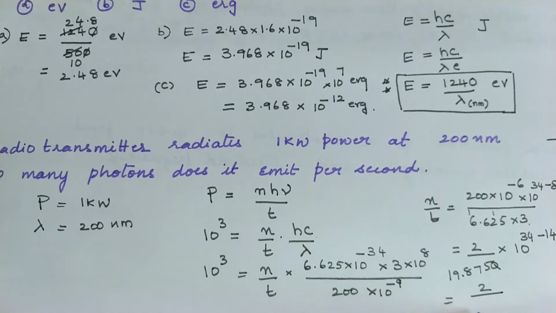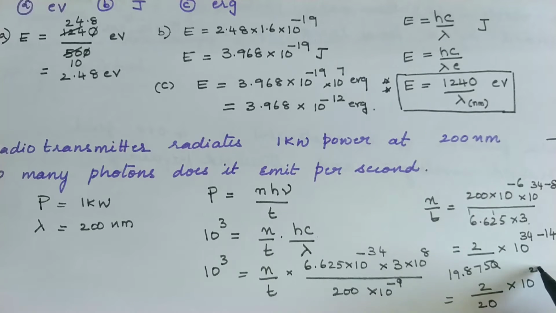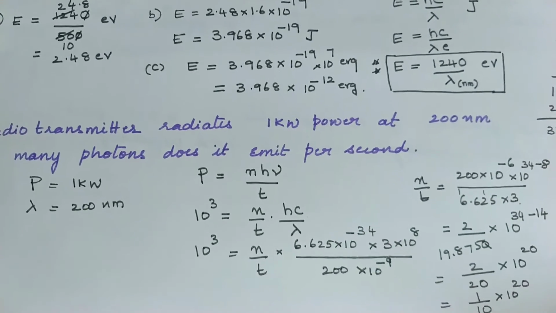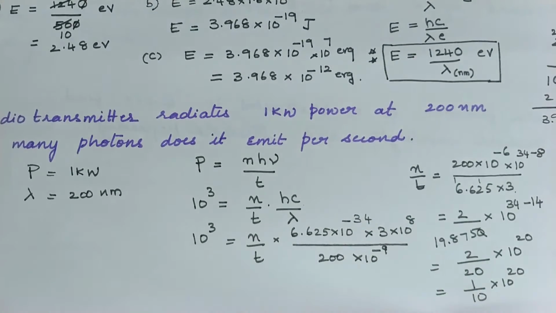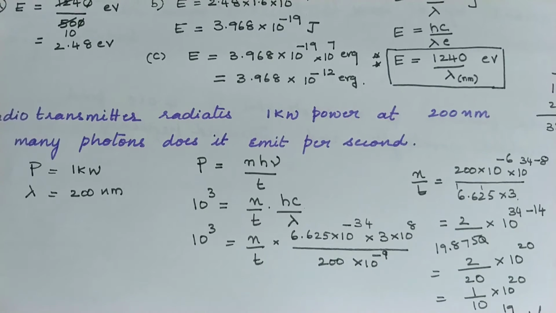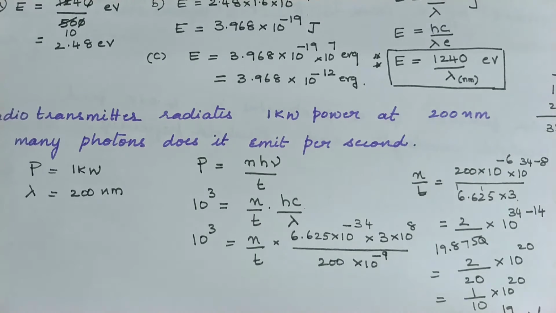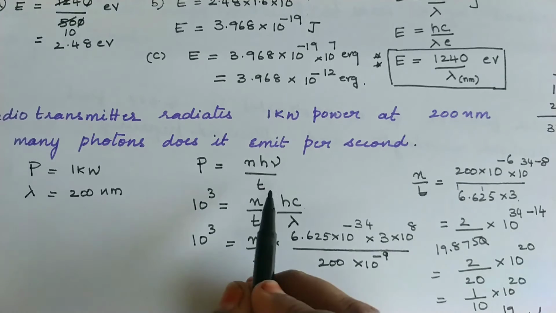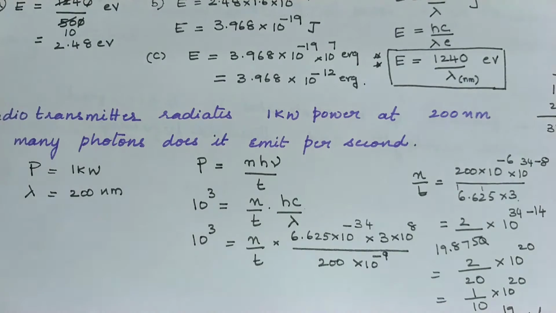That is 2 by 19.8. I'm approximating it as 20 into 10 to the power 20, that's 1 by 10 into 10 power 20, which is approximately 10 to the power 19 photons per second. So in this particular chapter, calculations are a bit lengthy, but the concept is simple. If you remember the relation, you can find out the answer.